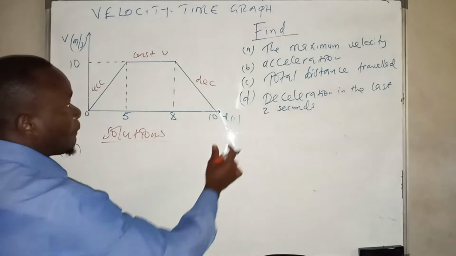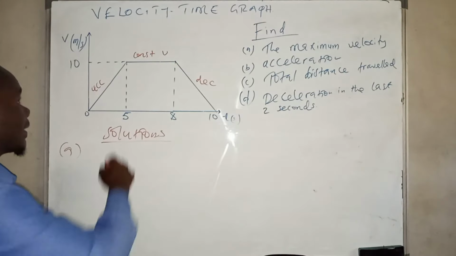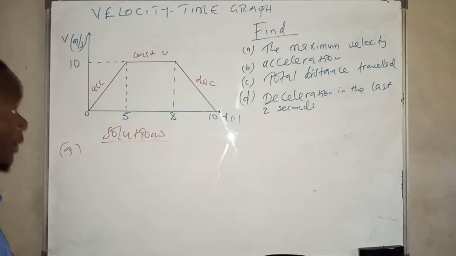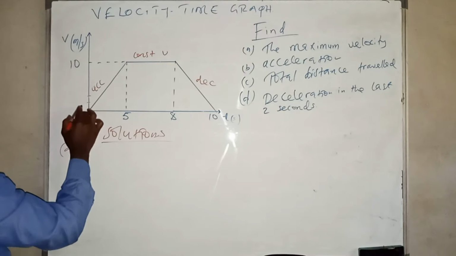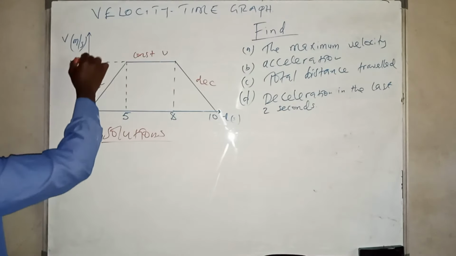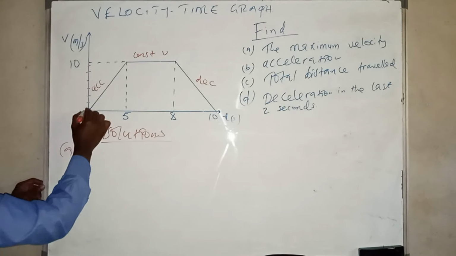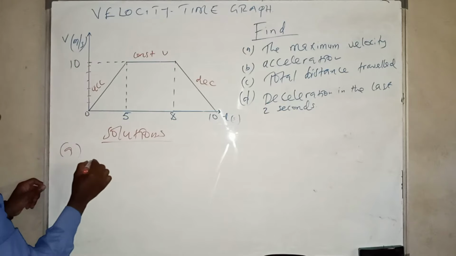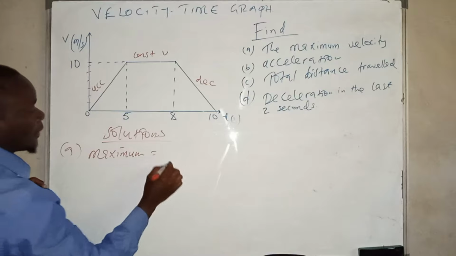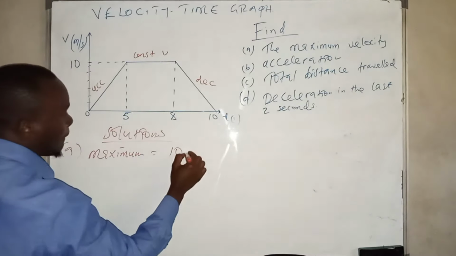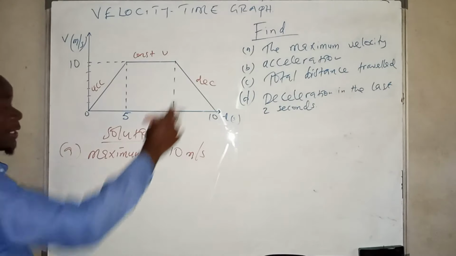Then the total distance is actually equal to the area under the shape. So let us begin with question A. So this is for velocity. We have 0 until we get to this point. We are told to find the maximum velocity, and as we can see from the diagram, the maximum velocity here is 10. So maximum velocity is equal to 10. The units for velocity, meters per second. So this is how the first question must be handled.